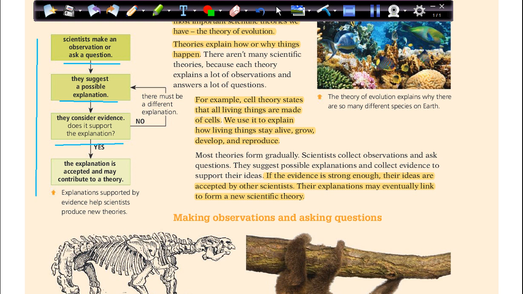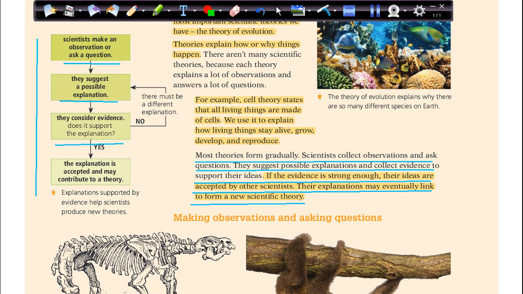So most theories form gradually. Scientists collect observations and ask questions. They suggest possible explanations and collect evidence to support their ideas. If the evidence is strong enough, their ideas are accepted by other scientists. Their explanations may eventually link to form a new scientific theory.